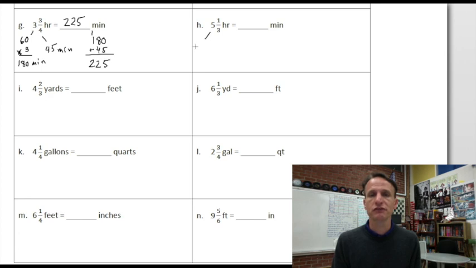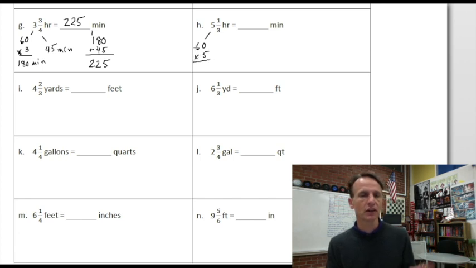So here we're doing 5 hours. So it's going to be 60 minutes times 5 hours. And again, we can do this the place value method. 5 times 6 is 30, times 10 is 300. So 5 hours is 300 minutes.